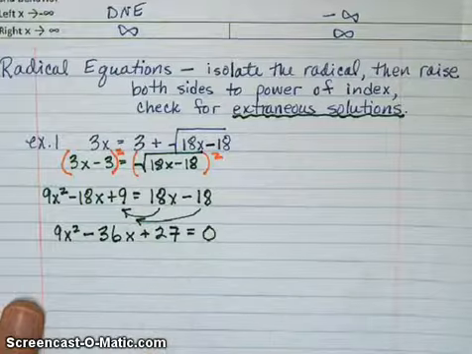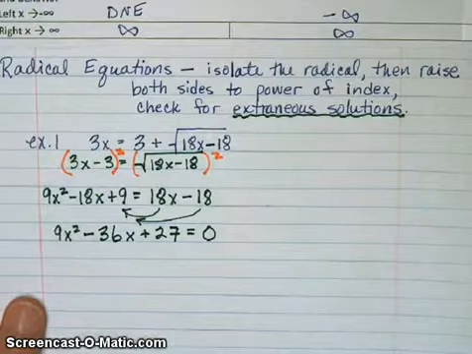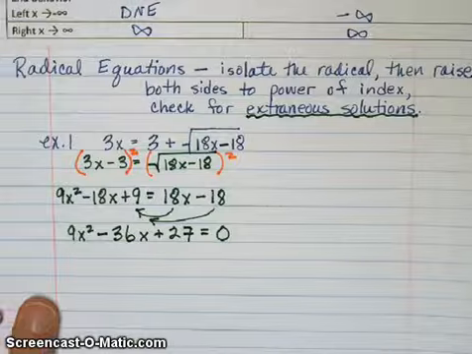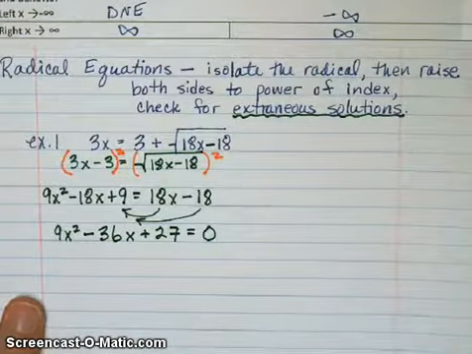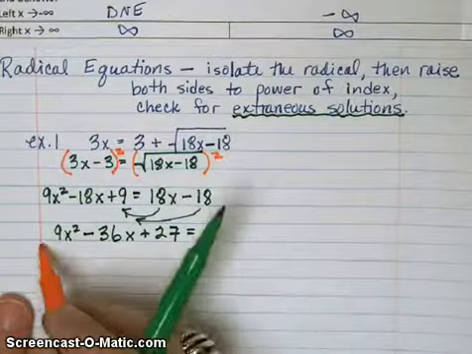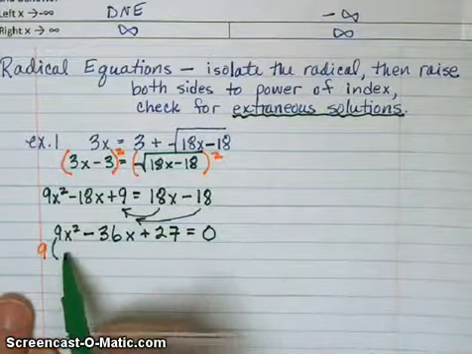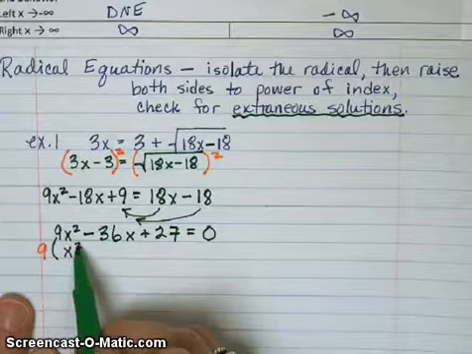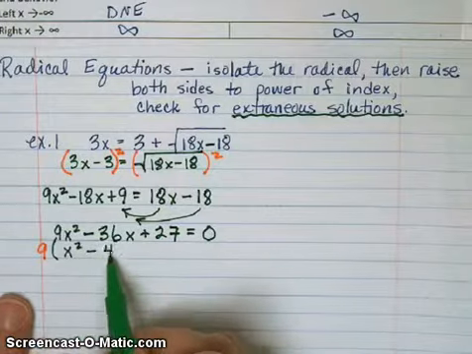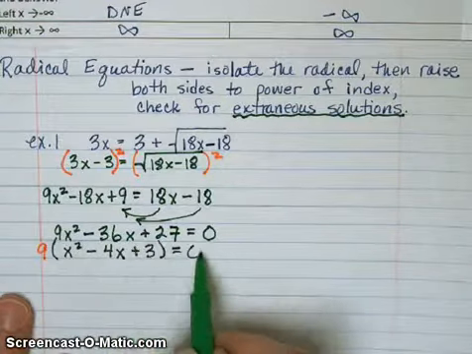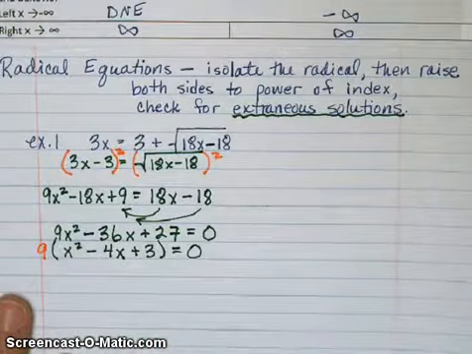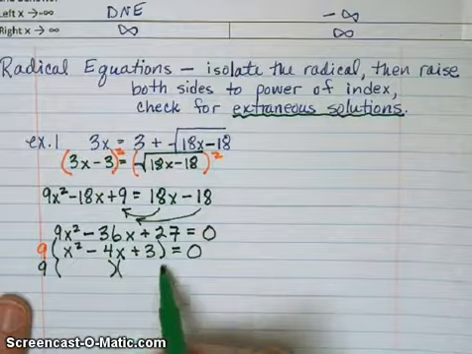Well, I look at that quadratic, and we know several ways to solve quadratics. Right? I also see that there's a common factor within this one that I can pull out. So I'm going to factor out a 9, and it will make my life a little easier. So I have 9 times x squared minus 4x, and when I factor a 9 out, I have plus 3.